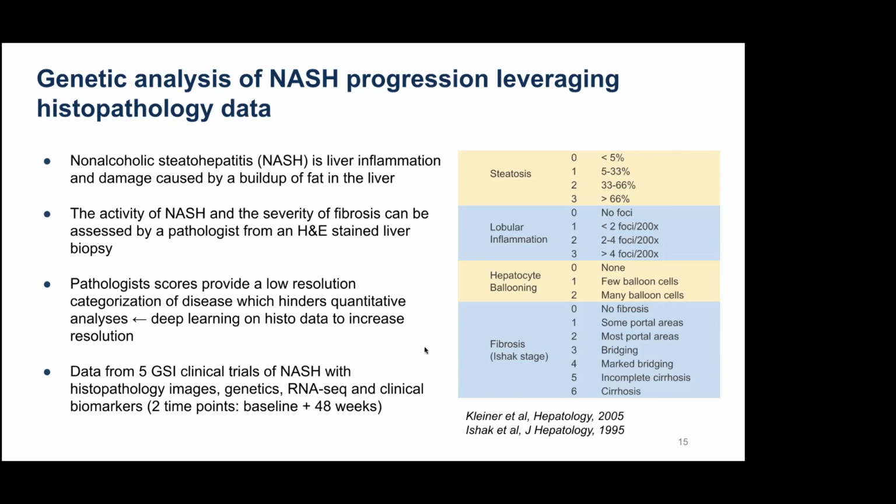So we thought, maybe we can apply deep learning directly on the imaging data and try to learn a more quantitative characterization of disease and perform downstream genetic analysis using these learned phenotypes. So we did that. We analyzed five clinical trials of NASH from Gilead. These contain histopathology images, genetics, RNA-seq, and clinical biomarkers at two different time points, baseline and 48 weeks after the trial.